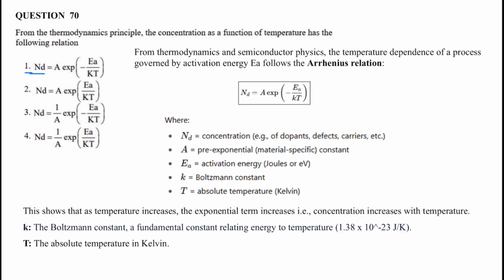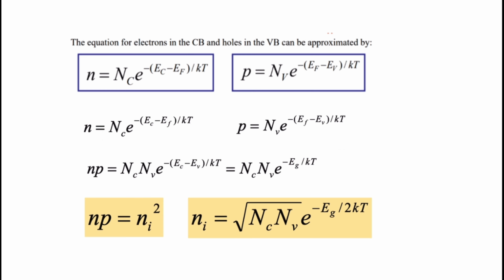This shows that as temperature increases, exponential term increases, concentration increases with temperature. Let us see some more formulas. The equation for electrons in conduction band is N is equal to Nc e power minus of Ec minus Ef by KT, and equation for holes in valence band is P is equal to Nv into e power minus of Ef minus Ev by KT.